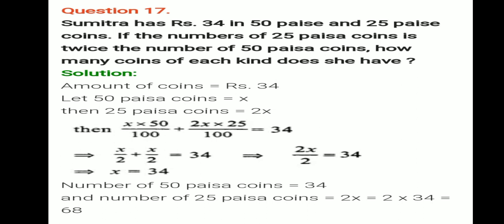First is, Sumitra has rupees 34 in 50 paisa and 25 paisa coins, but we do not know the number of coins, but we know that the number of 25 paisa coins is twice the number of 50 paisa coins. It means if the number of 50 paisa coins is x, then the number of 25 paisa coins is 2x.